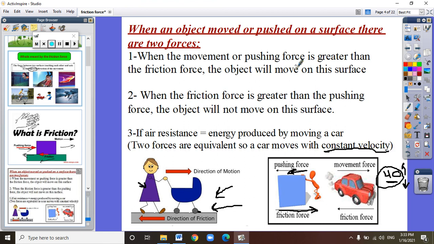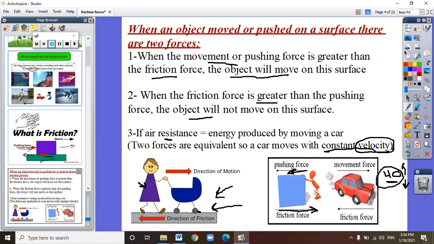So we have here three notes. When the movement or pushing force is bigger than the friction force, the object will move. When the friction force is bigger than the pushing force, the object will not move. Air resistance is one of the friction forces and we will take it today. If the friction force is equal to the moving force, so they are equal to each other, the body will move at constant velocity, and velocity means speed.